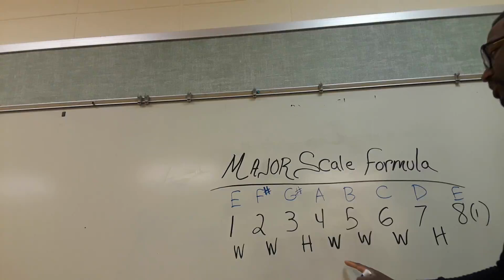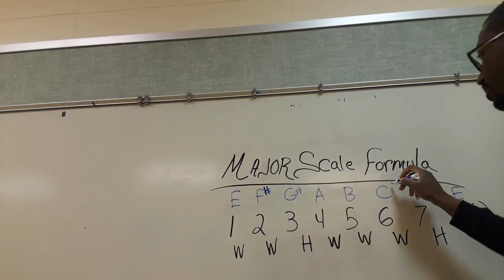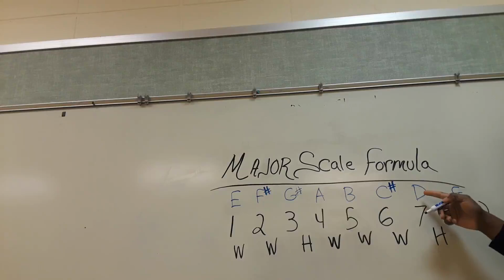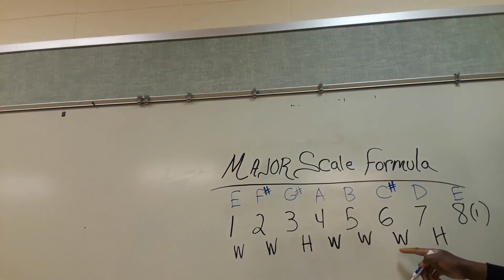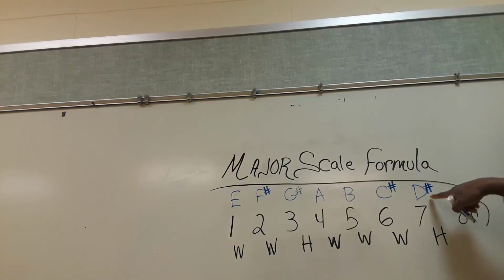A to B is a whole step. We've skipped A sharp. B to C is a half step, so we have to sharp that. Okay, C sharp to D becomes a half step, so we need a whole step. We have to sharp D. And now that we have D sharp to E, we have a half step already.